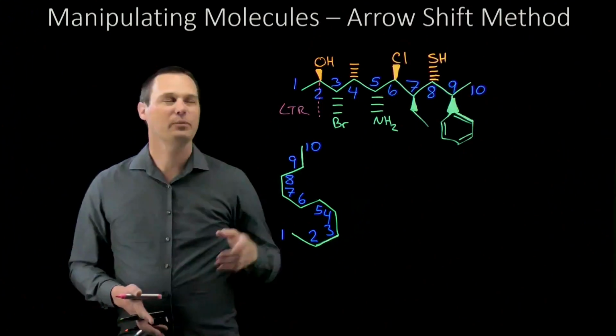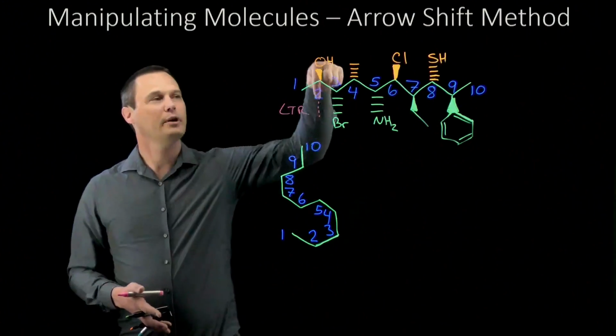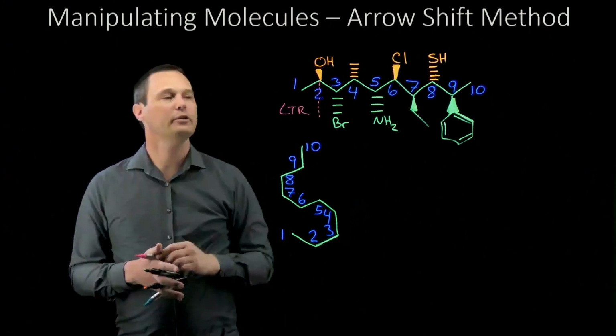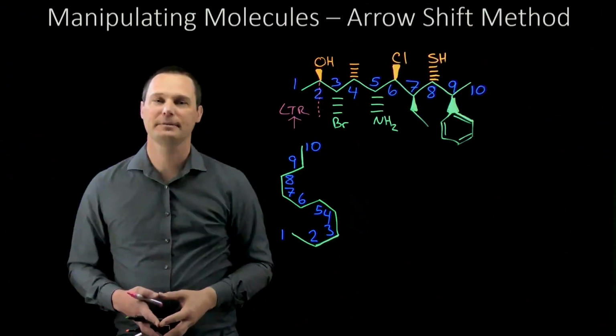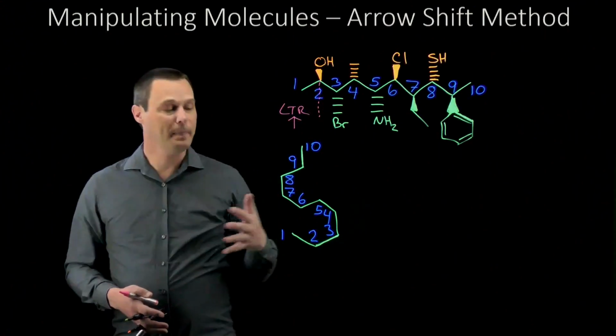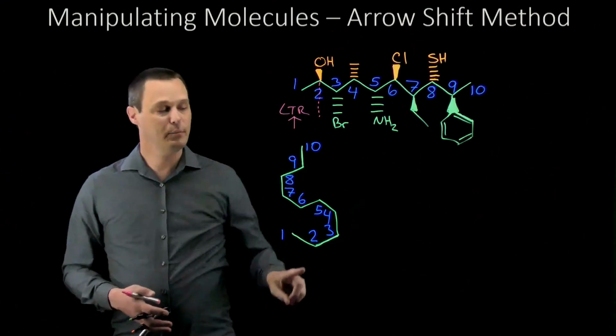Second, we look at whether that arrow is an arrow pointed up or an arrow pointed down. For carbon number 2, that arrow is pointed up, so we look at the arrow in both the left to right dimension and the up and down dimension. Then we look at carbon number 2 in the new molecule. Is that carbon going left to right or right to left, and is it pointed up or pointed down?